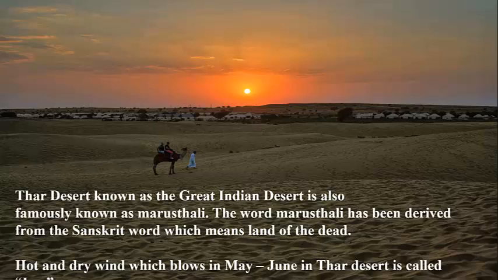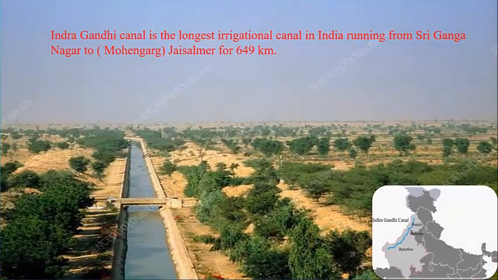Hot and dry wind which blows in May and June in the Thar Desert is called Loo. Indira Gandhi Canal, running through the Great Indian Desert, is the longest irrigation canal in India. It starts from the confluence of Satluj and Beas rivers. It runs from Sri Ganganagar to Mohangarh in Jaisalmer for about 649 kilometers. It's making lakhs of hectares of land into cultivable ones.